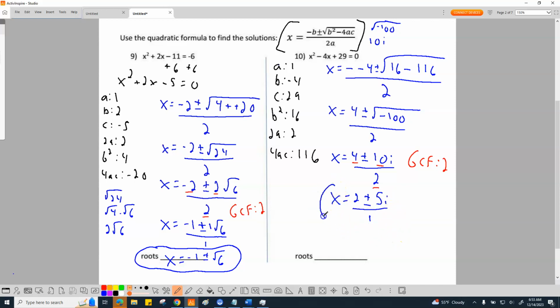And you're done. That's it. That's how this works. That's the answer to this problem. You cannot simplify any more beyond that. If you have an i in your answer or you have a square root in your answer, you can't simplify any further.